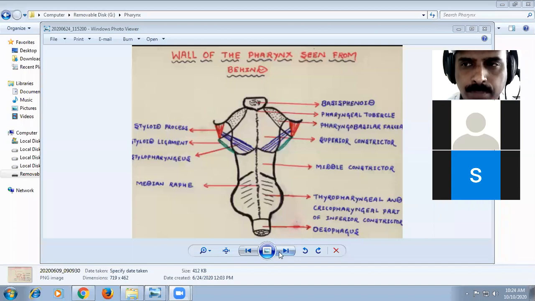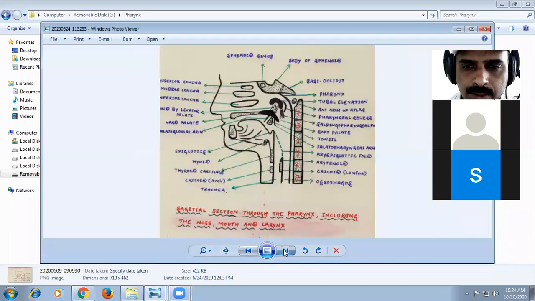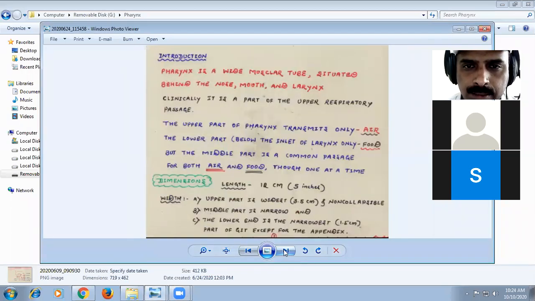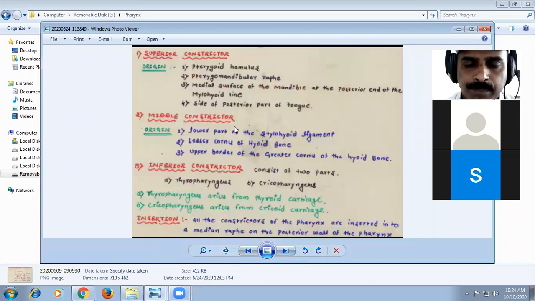So remember this for the origin and insertion of the pharyngeal muscles. In this, you have to know the origin of the superior constrictor muscle. It originates from the pterygoid hamulus, pterygomandibular raphe, medial surface of the mandible, posterior end of the mylohyoid line, and the side of the posterior part of the tongue.